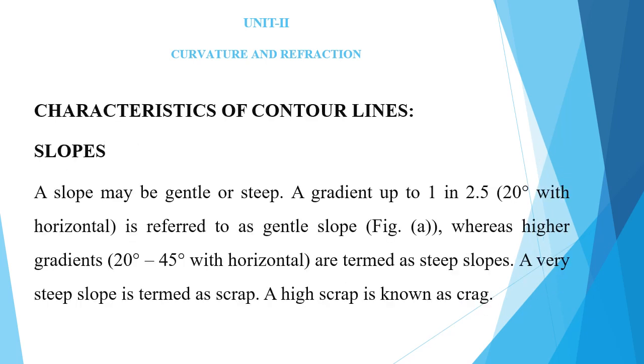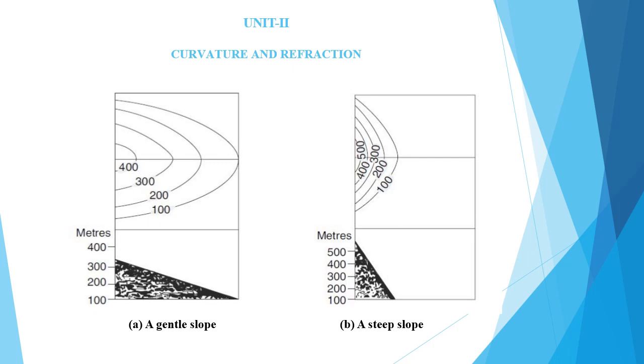Slopes. Characteristics of contour line slope. A slope may be gentle or steep. A gradient up to 1 in 2.5 is referred to as a gentle slope, whereas higher gradients are termed steep slopes. A very steep slope is termed a scarp. A high scarp is known as a crag. This is a gentle slope, and this is a steep slope.